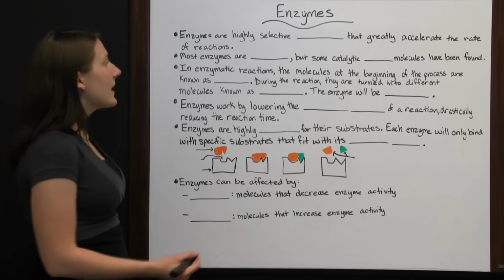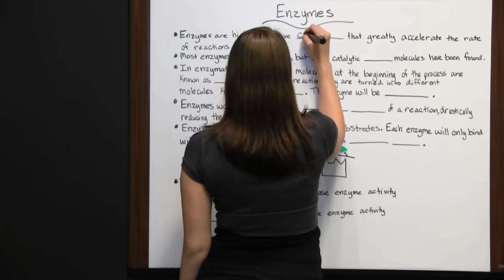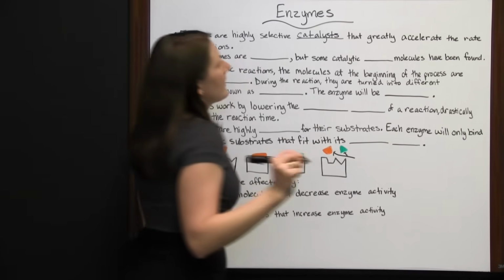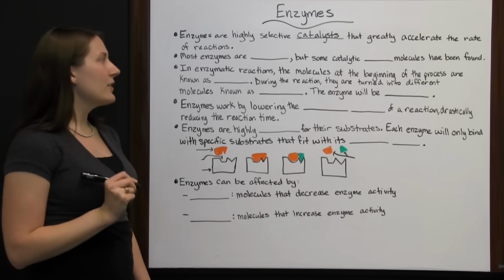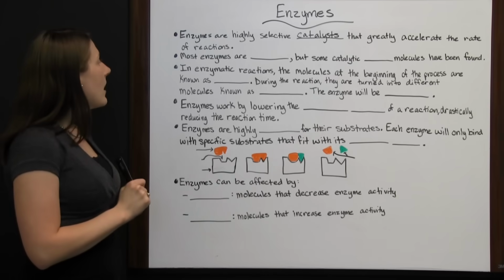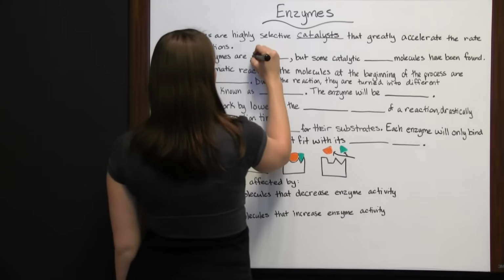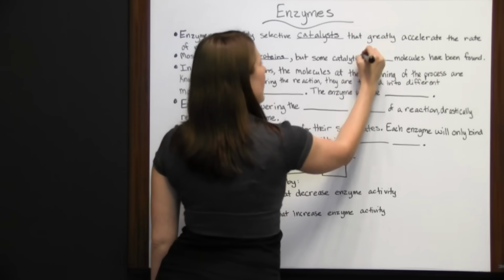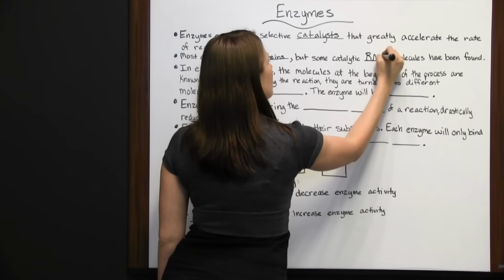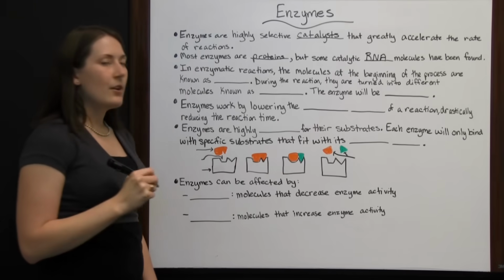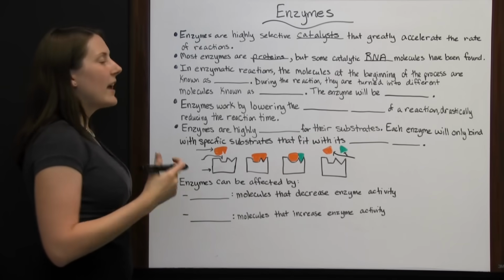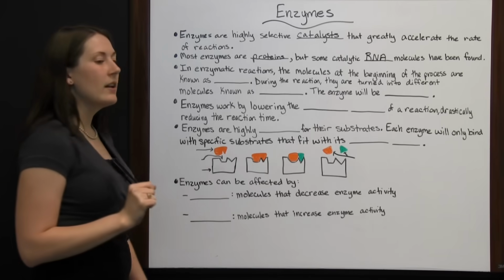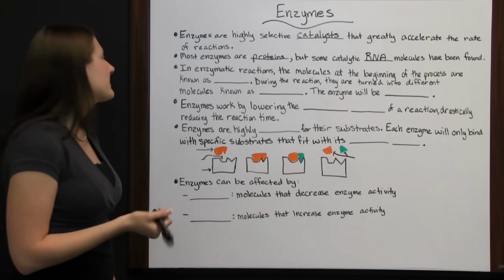Enzymes. Enzymes are highly selective catalysts that greatly accelerate the rate of reactions. So they speed up how quickly a reaction takes place. Most enzymes are proteins, but some catalytic RNA molecules have been discovered. So there are RNA molecules that will catalyze reactions and help speed them up in the same way that these proteins will. And so they both work as enzymes.